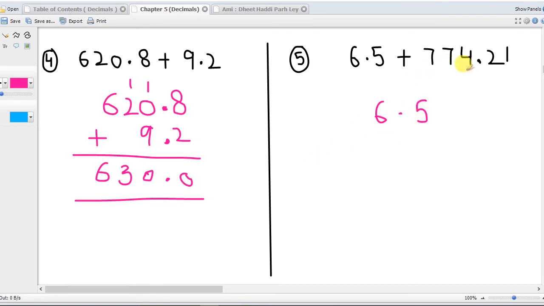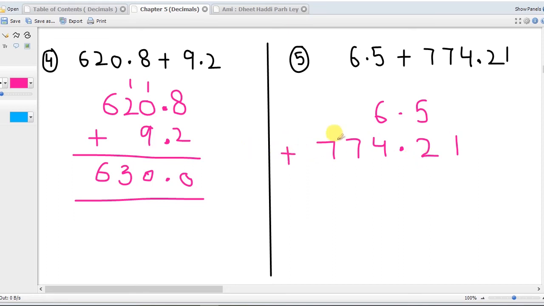And then we have 774.21. So first write the decimal point. Now 774 and 0.21. Remember, you always place these numbers in their right place values, right? The place value of this digit is tenths, so the place value of this digit is also tenths.